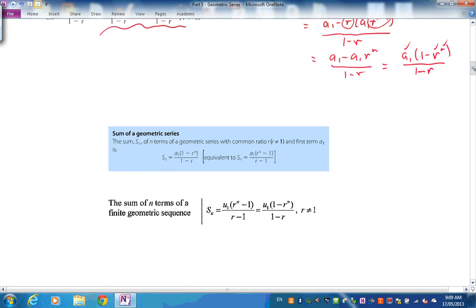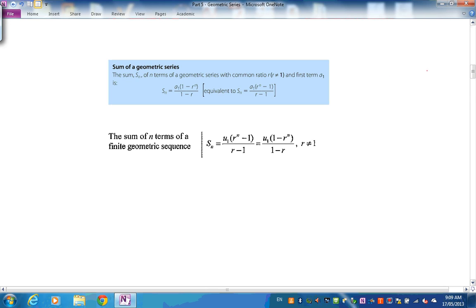So come down here and here's our formal statement. And of course this is the one from the IB booklet with u's in it. Can we have a look at the two forms? We've just derived this one, and that's handy if r is less than 1, if it's a fraction, because the bottom becomes 1 take the fraction and that stays positive. This is more useful if r is greater than 1.